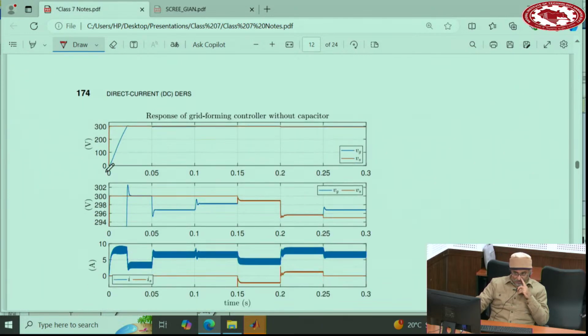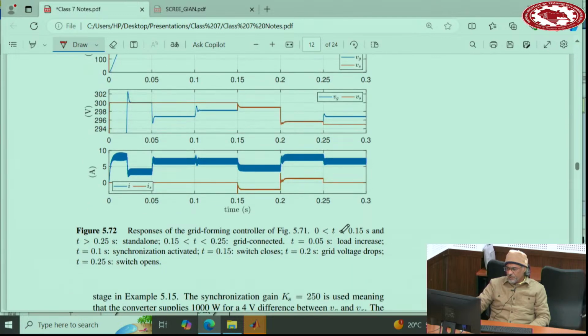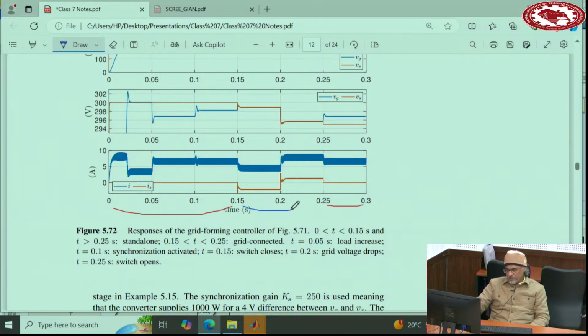Yeah, and these are the simulations here. For the simulations, if you look at this one, I have between 0 and 0.15 grid forming controller, between 0 and 15, and larger than 25, it's standalone. Standalone means it's disconnected from the grid. So all the way from here to here it's disconnected from the grid, and then here to here is connected to the grid.